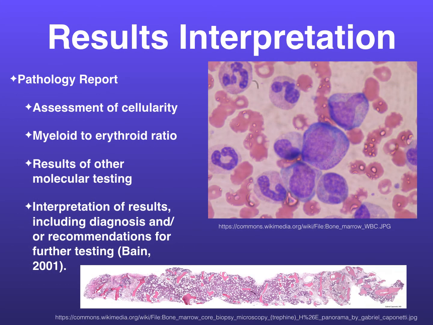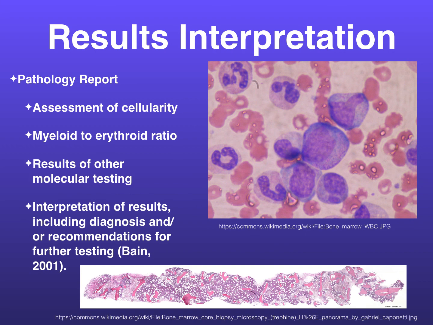Once the specimen goes to pathology and is resulted, there will be a pathology report. This report usually contains an assessment of the cellularity, which reflects the quality of the specimen, and there will be a myeloid to erythroid ratio, which tells us if there's an increase or decrease in the number of granulocytes as compared to the red blood cells.